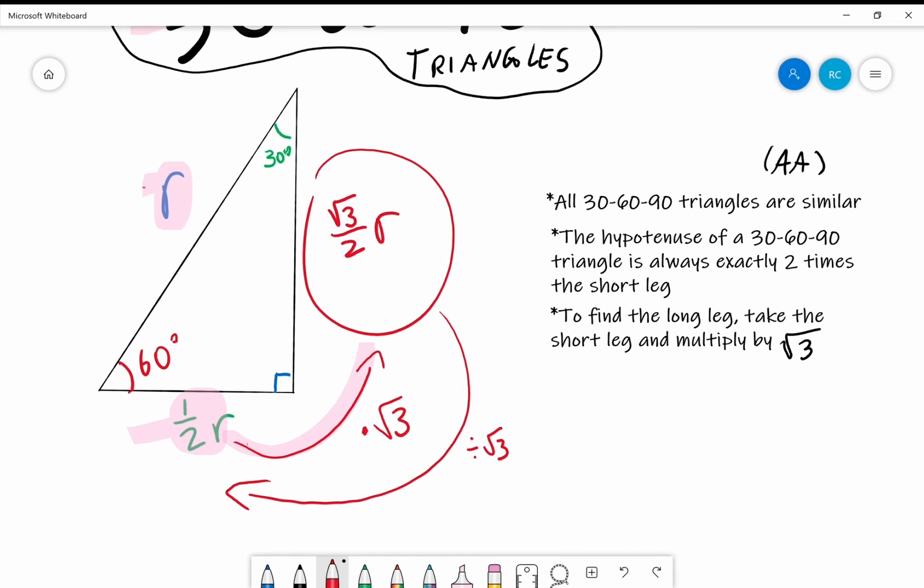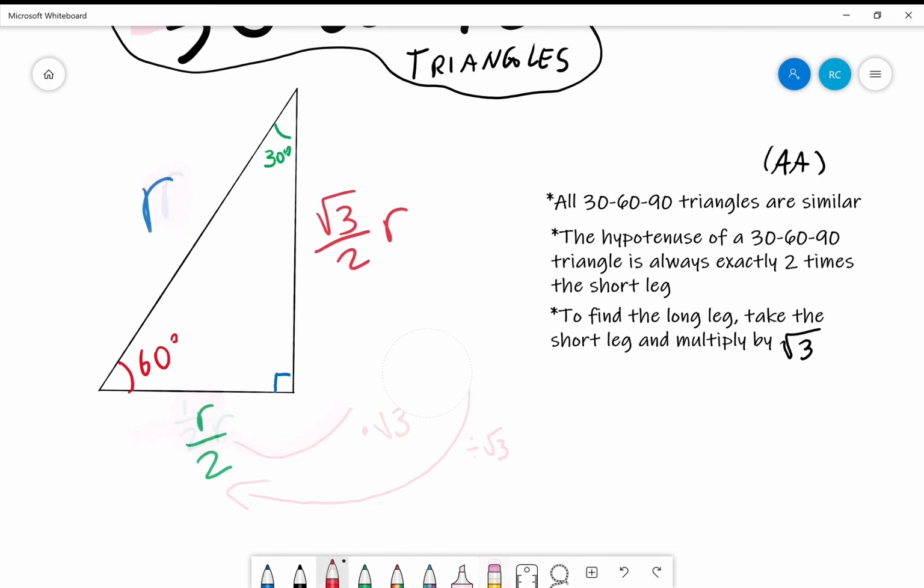Okay, so I'm going to erase all this nonsense, and we're going to do a couple of examples. So before we go on to example problems, I'm going to pause on this screen because you really want to write this down.